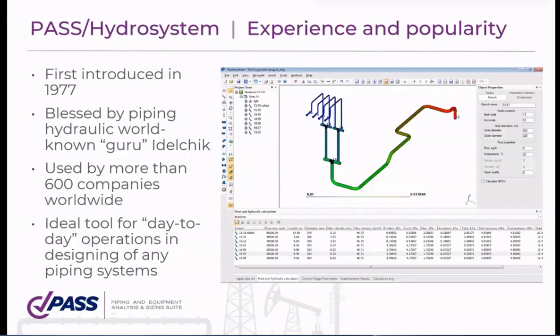And HYDROSYSTEM is a very experienced software, as we call it. It was first introduced in 1977, so it's almost 50 years old. We're going to have an anniversary in 2 years. It was blessed by a world-known piping hydraulics guru named Idelchik, after his famous work, the hydraulic resistances handbook. Currently, HYDROSYSTEM is used by more than 600 companies worldwide, and we consider it an ideal tool for day-to-day simple calculations and operations in the design of any piping systems.